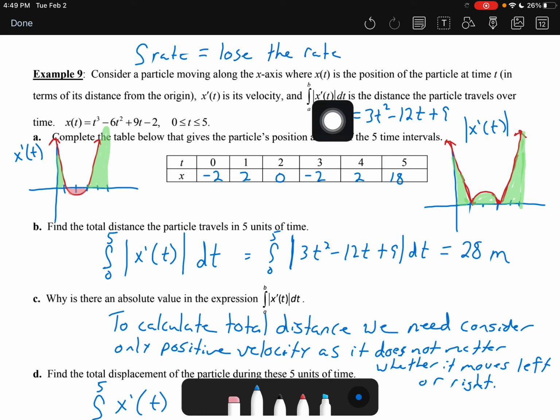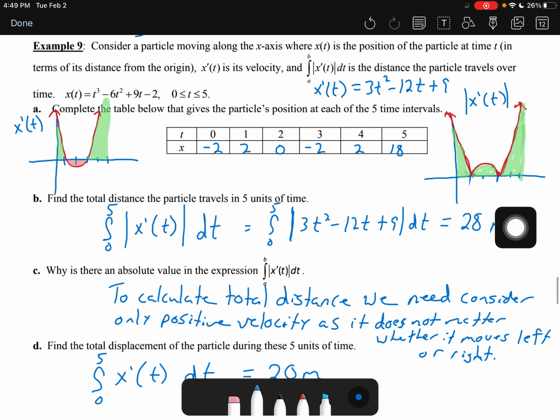Absolute value of your velocity. If we integrate the absolute value, so we're integrating a velocity, right? We integrate and we lose the rate, that's going to be total distance. Now there's a reason why we're putting absolute values on that, and I'll get into that. But that's the total distance that the particle has traveled in that time frame, in this case going from 0 to 5.